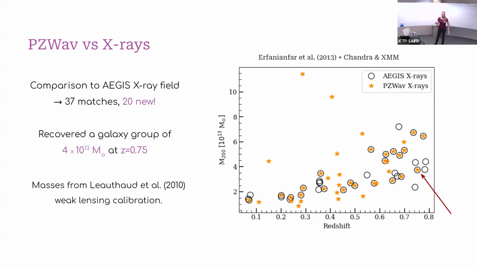Yes, because the overlap is not perfect. Some part of the miniJPAS area is not covered, and that's why we have this very massive structure detected there and don't have an AEGIS X-ray detection there. And this object was taken as an object of study of the collaboration, so we have a paper only talking about it. It was known as the mini big guy.